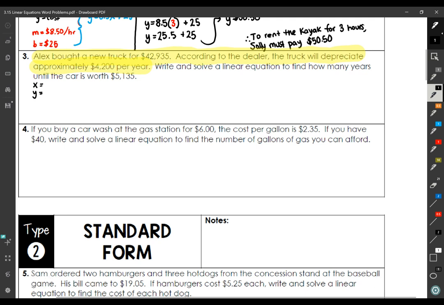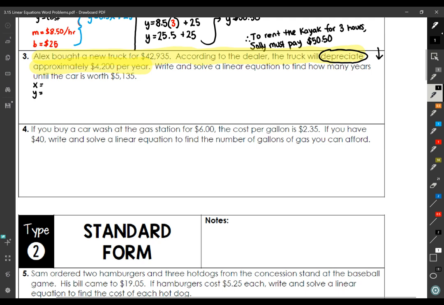Well, first of all, I want to explain a couple words actually. The truck will depreciate. What does that mean? It means the value of the truck will go down, right? And that makes sense because every year that you own a car, it's worth less money, right? So according to the dealer, the truck will depreciate, meaning the value of the truck will go down by approximately $4,200 per year.